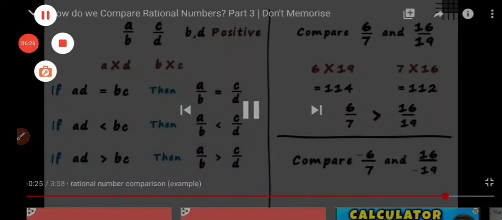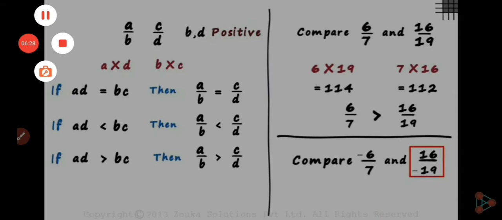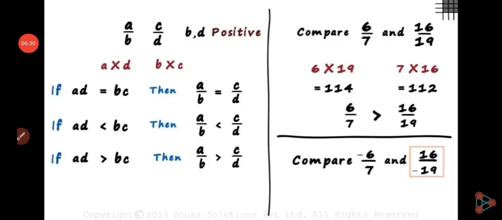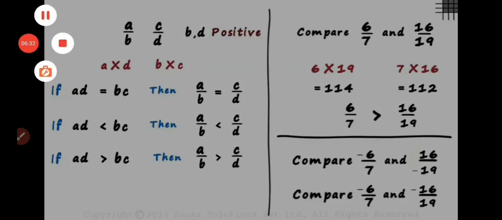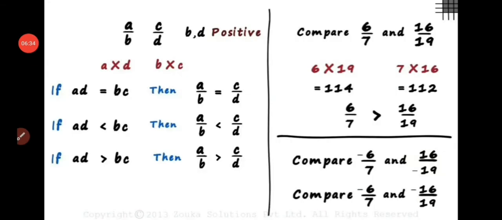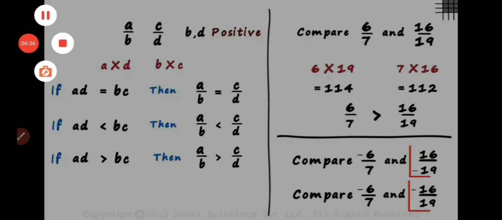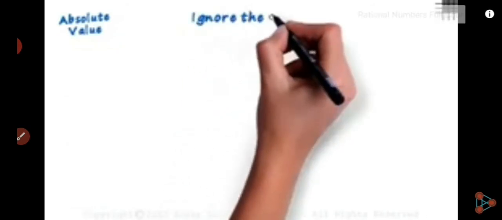Of course we can. We just write the second rational number differently. It's the same as asking us to compare minus 6 by 7 and minus 16 by 19. These two rational numbers have the same value. So keep in mind, if the denominators are positive, we can use the absolute value of a rational number. It's simple. All we have to do is ignore the sign of the number.